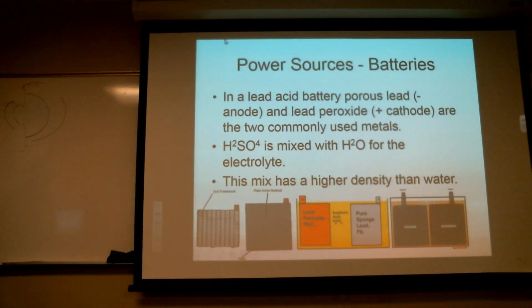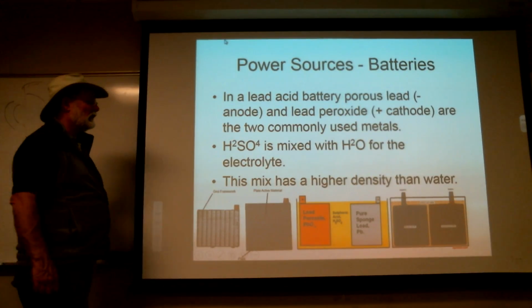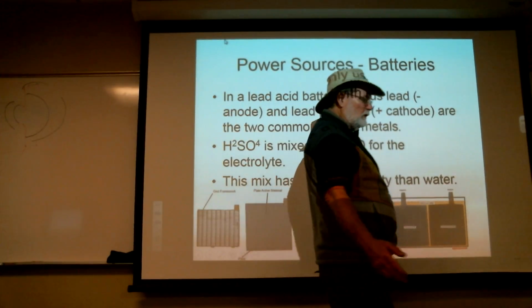Okay. Again, I'm not going to test it too heavily on this, but in a lead acid battery, we use porous lead for the anode and lead peroxide for the cathode. We'll use a little bit of H2SO4, sulfuric acid, mixed or diluted with water.